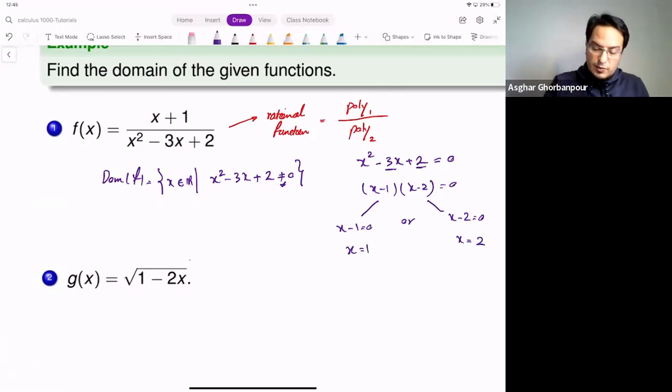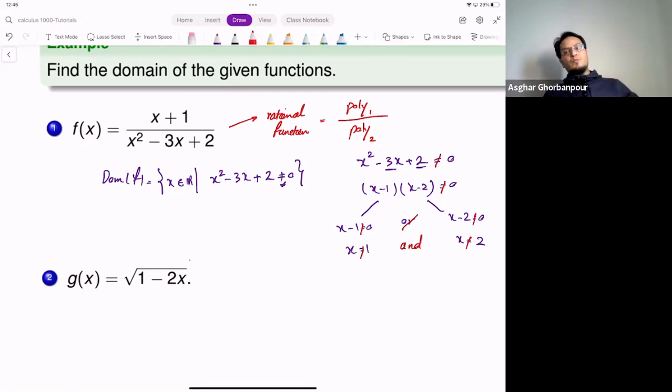These are the two values which will make the denominator 0. We are interested in cases where it is not 0. This will go exactly the same way. The only thing is that at the end, instead of saying either x is 1 or 2, you have to say x must not be 1 and should not be 2.